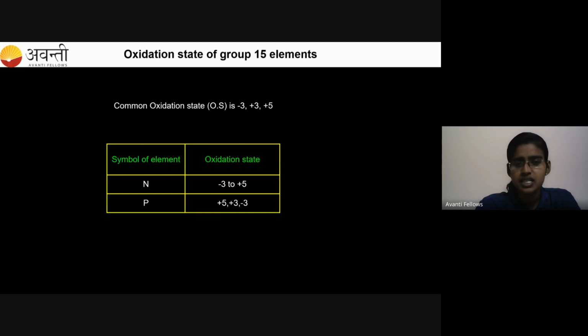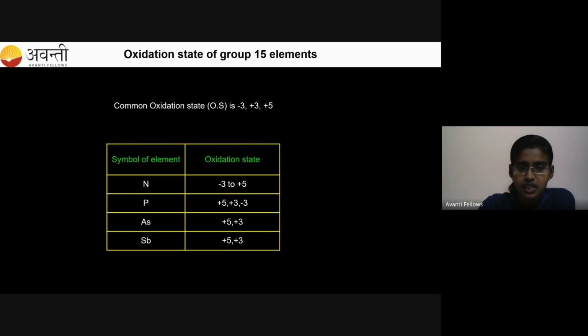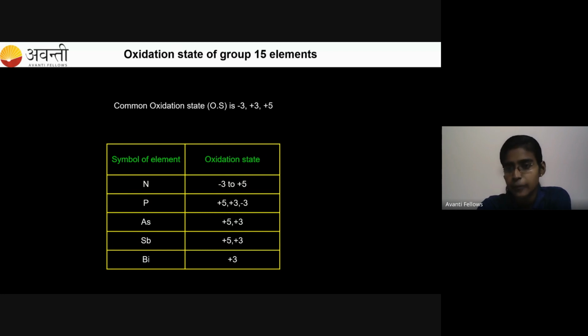And phosphorus, there are only three oxidation states possible, which are the common oxidation states, that is +5, +3 and -3. And arsenic, it is only +5 and +3. Antimony also the same case. And bismuth, there is only one state. It can exist only in one oxidation state, that is +3. Okay, so this is the oxidation state of all the given elements.